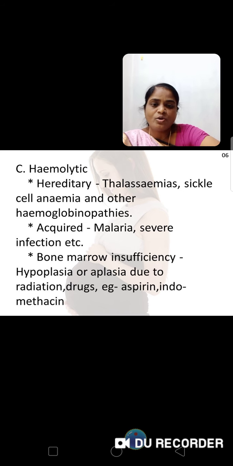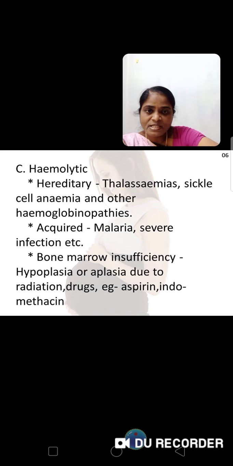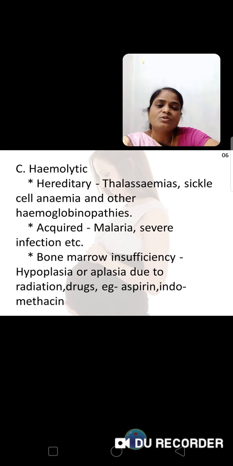And next is acute. Acute means malaria, severe infections, and malaria. So the WBC level and everything is affected: WBC, RBC, plasma volume, and the total blood volume. So everything is affected, and simultaneously the mother may get pathological anemia in pregnancy.